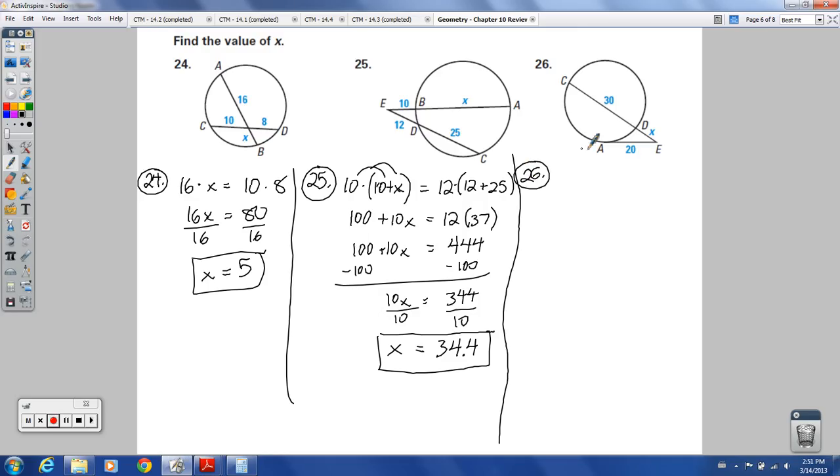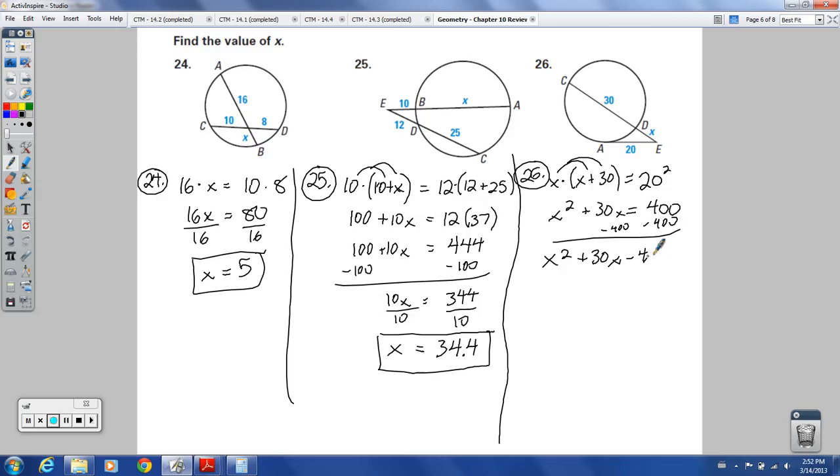And now for number 26. Same idea as here, but with one little twist. It's the outside part times the whole thing. So x times x plus 30 is going to equal this part times itself. So 20 squared. Distribute that x, you'd have x squared plus 30x. And x, there we go. This side would equal 400. So if we subtract 400 from both sides, that leaves us with this.